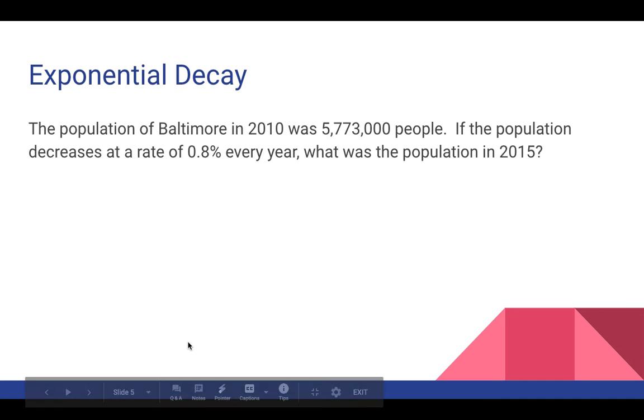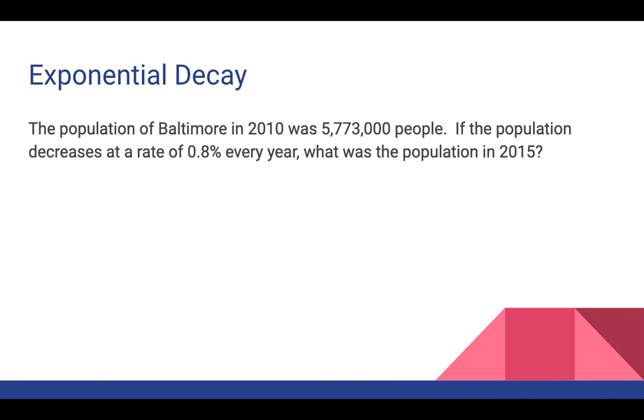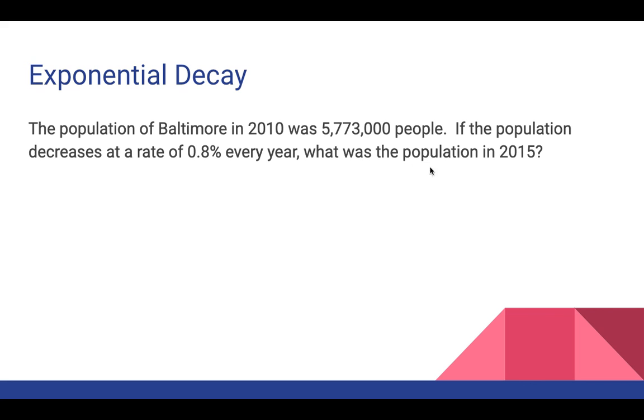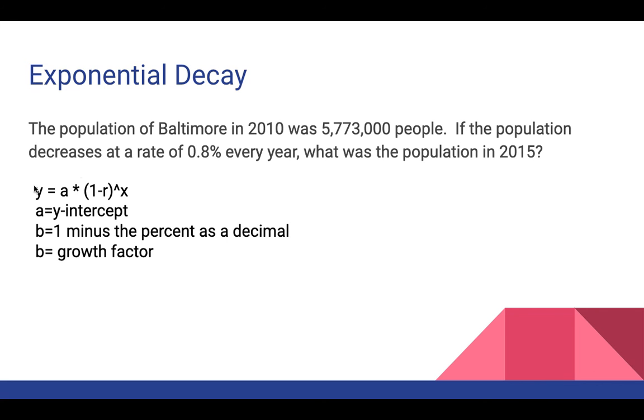The population of Baltimore in 2010 was 5,773,000 people. If the population decreased at a rate of 0.8% every year, what was the population in 2015? So the formula for exponential decay is y is equal to a times 1 minus the interest rate to the x power, where a is the y-intercept and b is the growth factor.